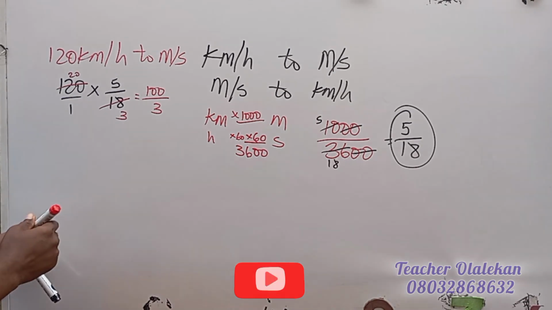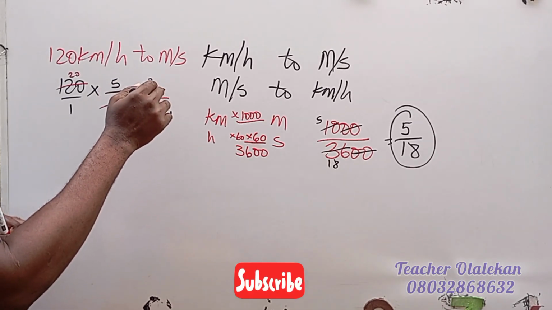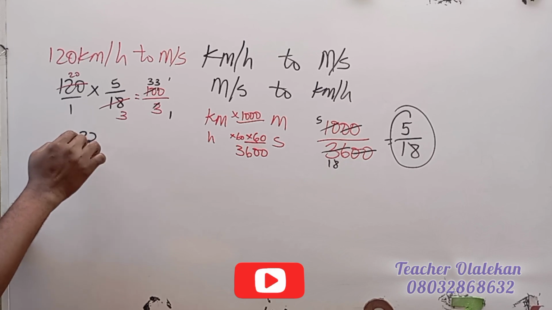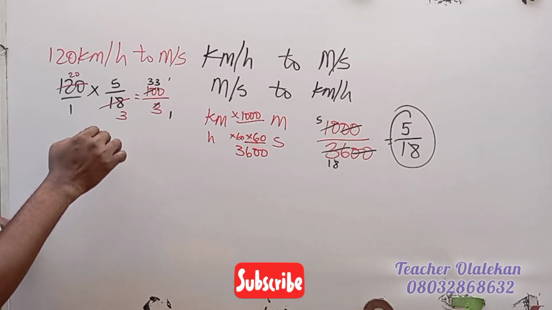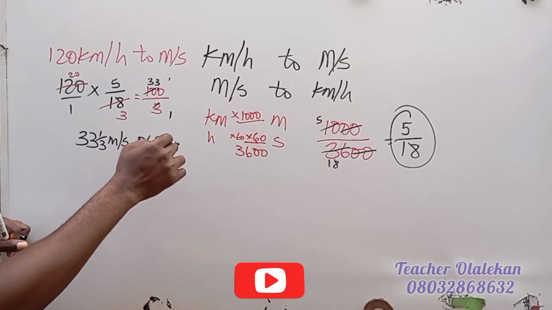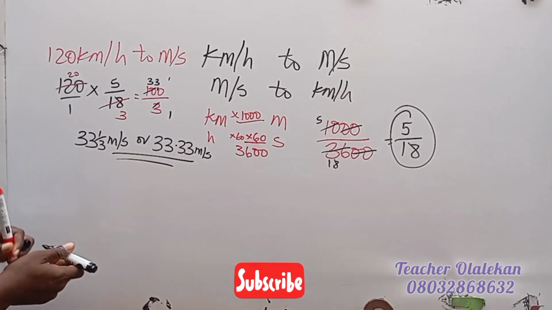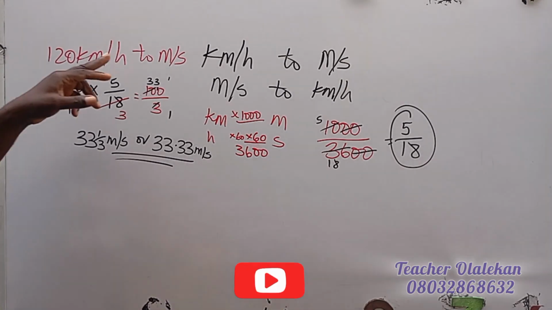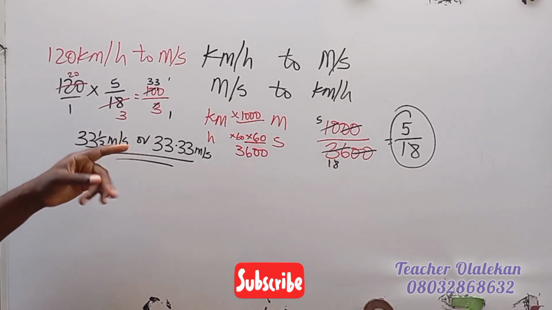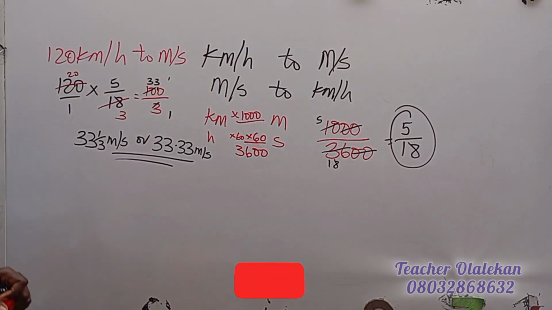First division, using short or long division. Let's do the math. 3 in 10 is 3, remainder 1, and that will be 3 again, remainder 1. So that becomes 33 1/3 meter per second, or we express it in decimal as 33.333 meter per second. So that is the answer. That means 120 kilometer per hour is equal to 33 1/3 meter per second, so 33.333 meter per second.